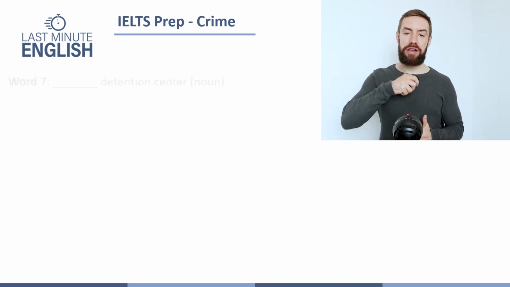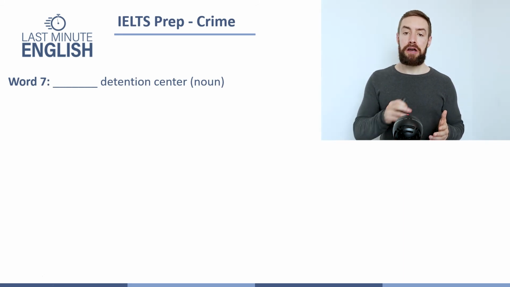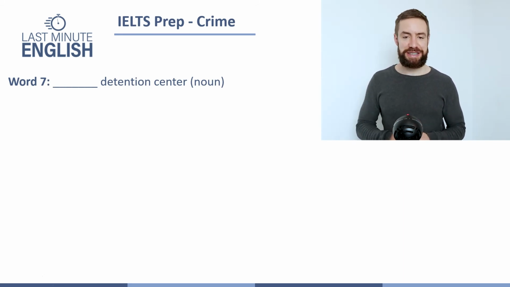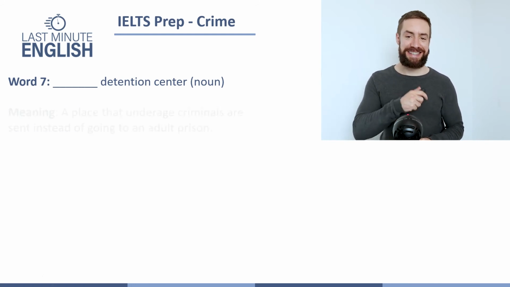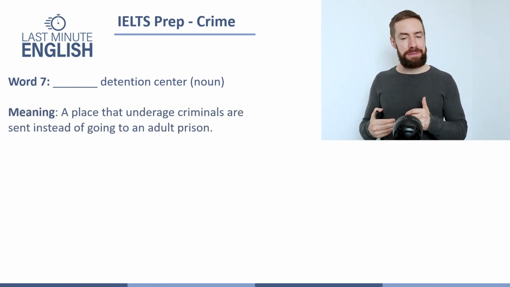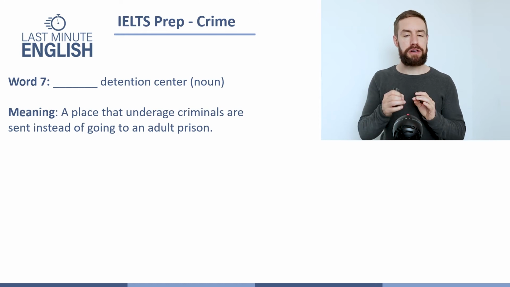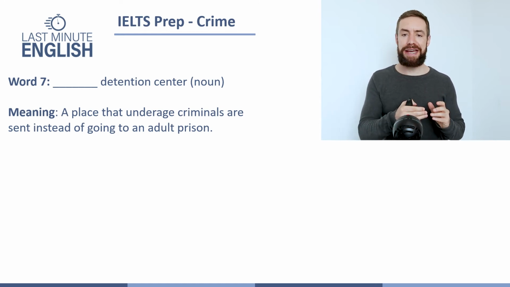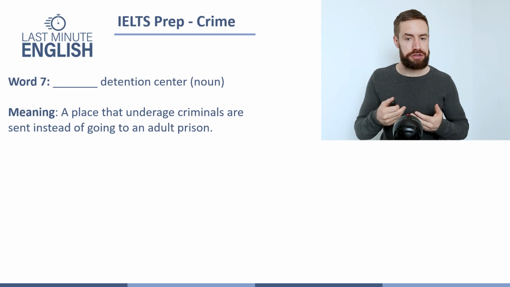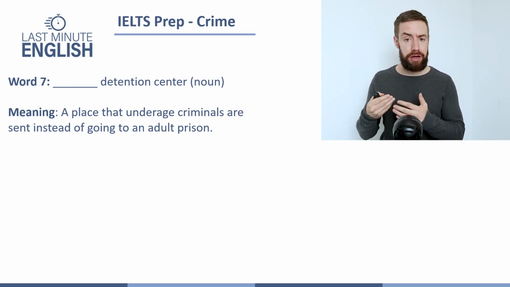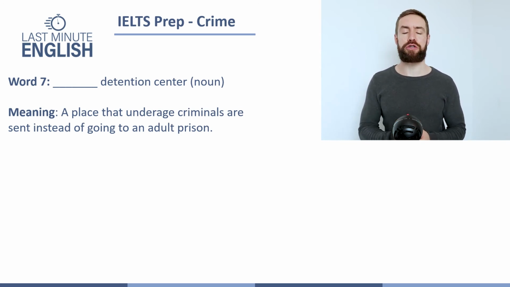And then we get to the final word, word number 7, which is detention center. So we're missing that word. We need to figure out what the missing word is. The meaning is a type of prison, but it's for criminals who are under the age of being an adult. So children, basically. If children commit a crime, then they might go to this detention center.